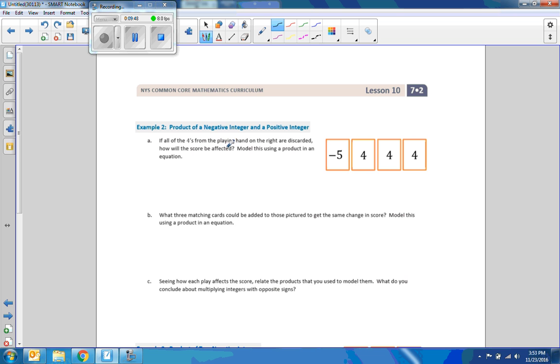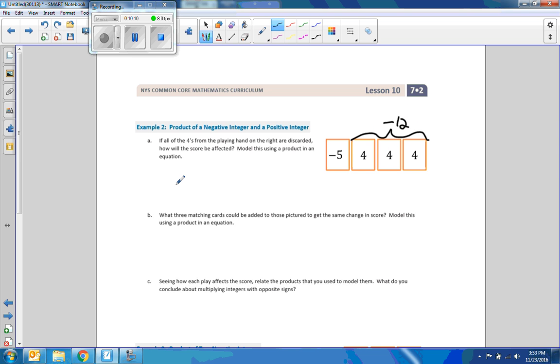Now it says if all of the 4s from the playing hand on the right are discarded, so we're going to take all these and get rid of them, how will the score be affected? Model this using the product in an equation. So the score decreases by 4, 3 consecutive times. So it's going to decrease a total of 12.